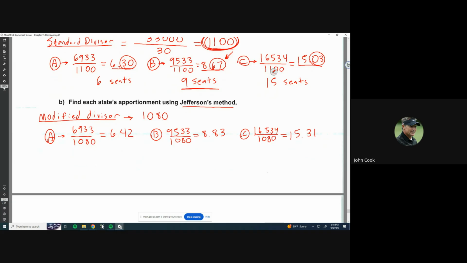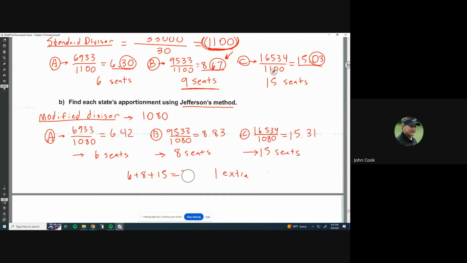Now I'm going to round down. So if I round down for this, then that means that A would get 6 seats, B would get 8 seats, and C would get 15 seats. Okay, and then I'm going to do the same thing where I count up the total. So 6 and 8 and 15. That gives me 29 again. So that means that I have 1 extra seat that's floating around.